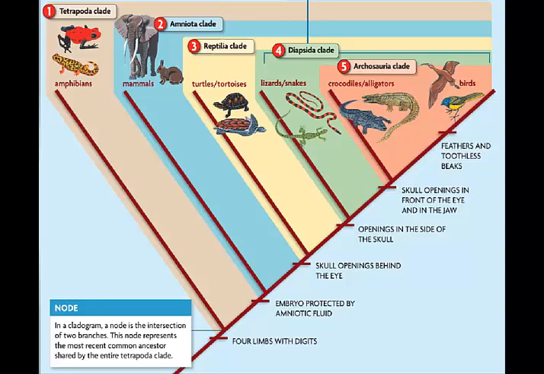A cladogram, as shown on the screen, is an evolutionary tree that proposes how species may be related to each other through common ancestors. The root of the word cladistics and cladogram is the word clade. A clade is a group of species that share a common ancestor.